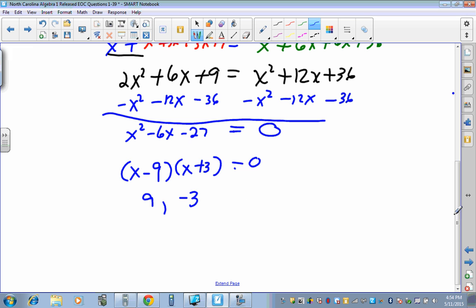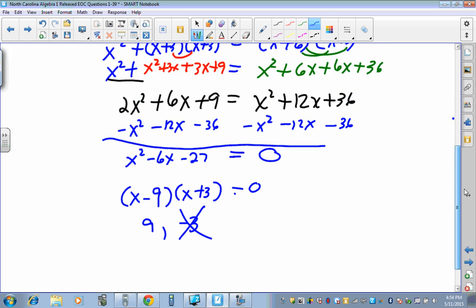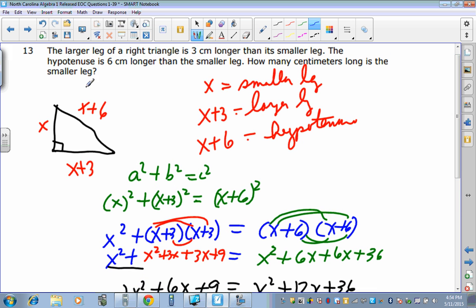They wanted the length of that shortest side. We know lengths cannot be negative. So the answer for this would be 9 centimeters. Some years I've seen them ask for the perimeter of that triangle. So you would do 9 plus 3, you get 12 for that side. 9 plus 6, 15 that side, and then you would add them together.